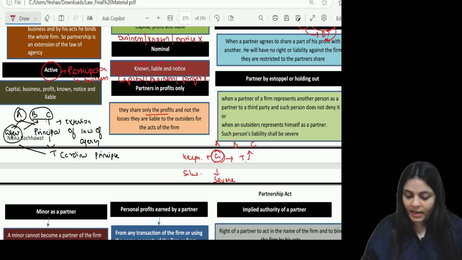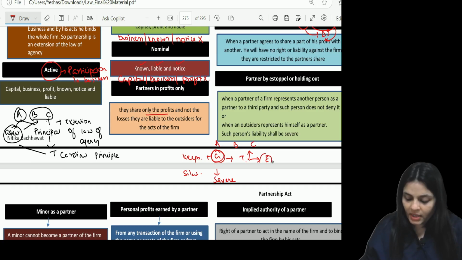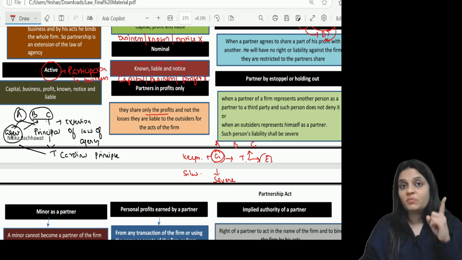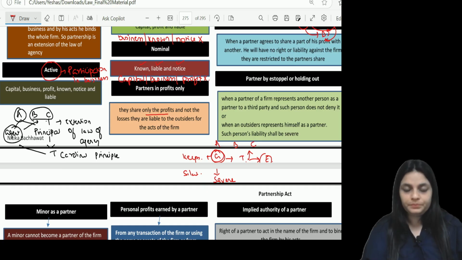Now, coming back again, when we talk about this partner by estoppel or holding out, let us say T goes and tells E that G is a partner of the firm. Will G be liable to E? No. The representation was made to T, he is liable only to T and not to any other person. So if T goes and tells anyone else, he is not liable.